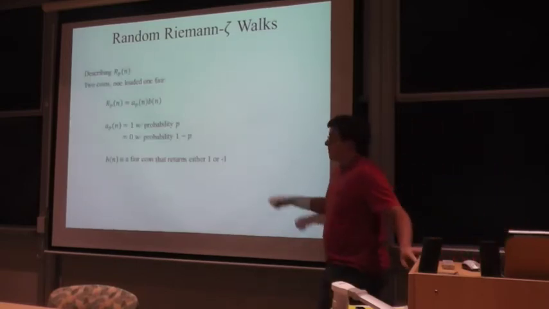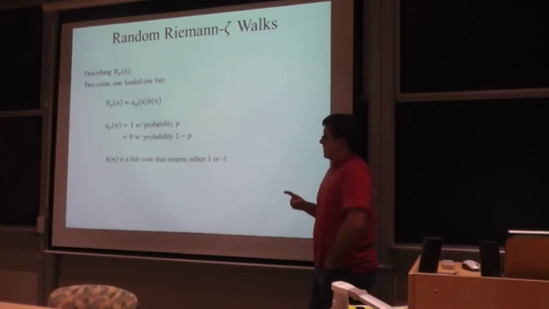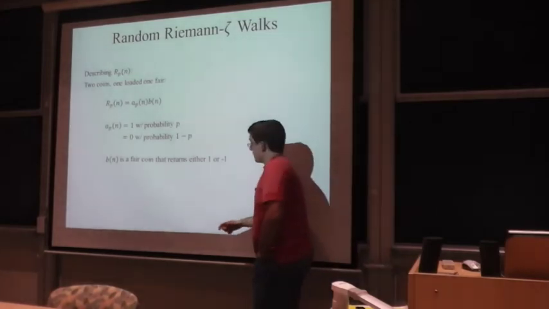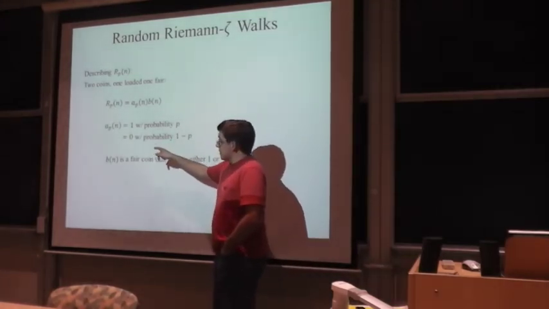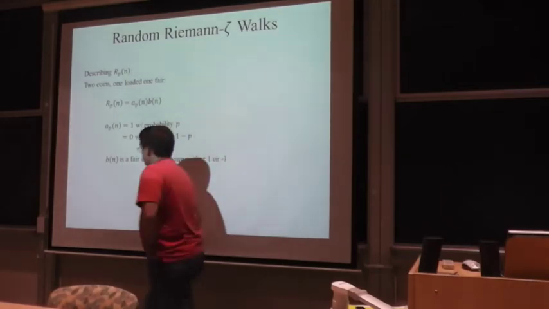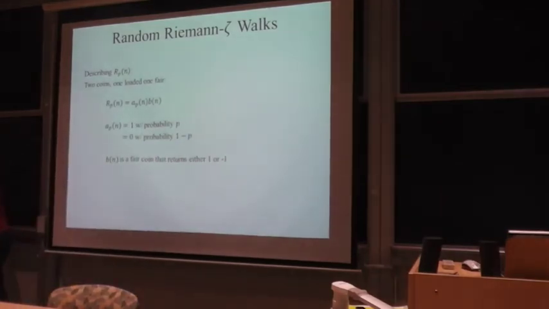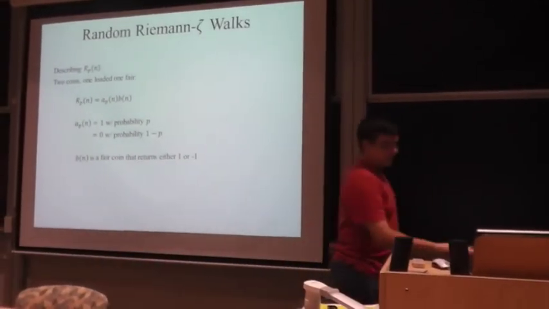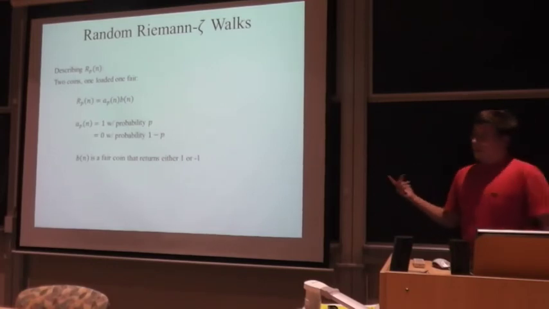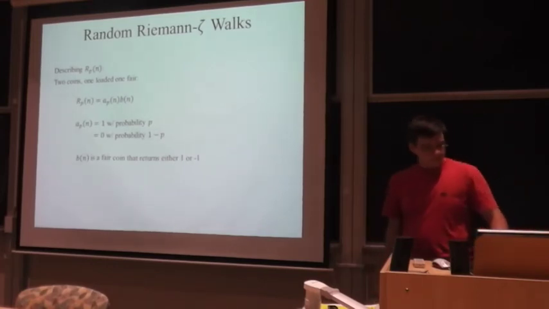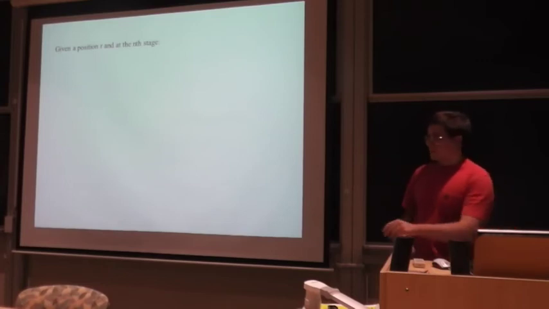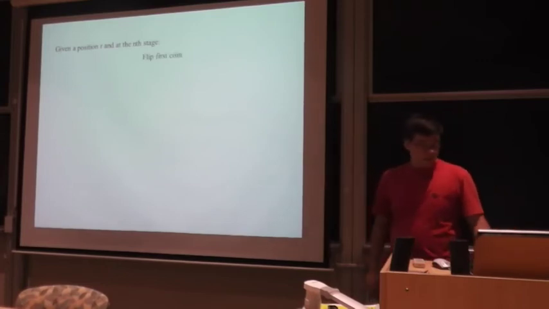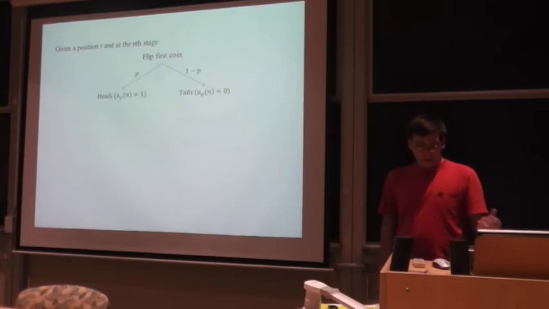So to describe RP then, we need two coins instead of one. We have one fair and one unfair. The unfair coin returns 1 with probability p and 0 with probability 1 minus p, because you can think of this as being times cosine of 0, and this is the other case. And Bn is just a fair coin of 1 and minus 1. So, for example, given a position r and at the nth stage, we flip the first coin. Heads, we return 1. Tails, we return 0.